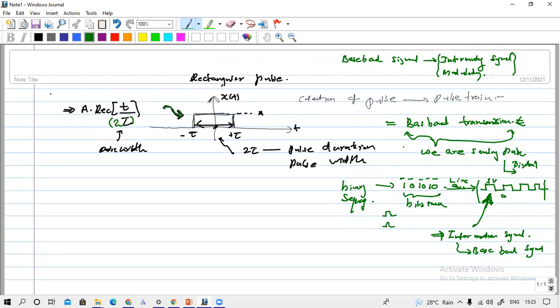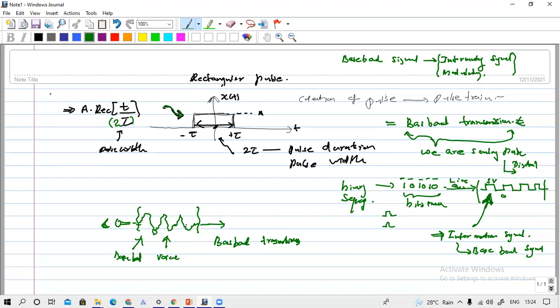Correct. But if you talk to a microphone, it will generate an analog, continuous-time signal like this. This is our voice signal, generated by a microphone, and this is also a baseband signal. If you directly send this signal, that's also baseband transmission. So can't we send this signal directly? Can anyone tell? Can't we send this signal directly?